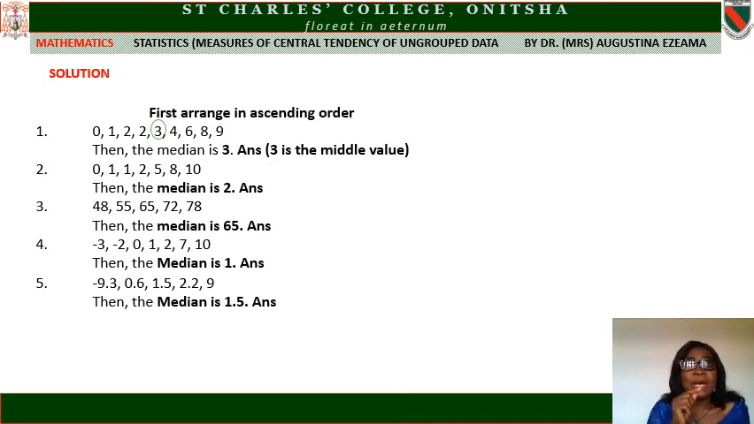Number 2: 0, 1, 1, 2, 5, 8, and 10. Then the median is 2. Number 3: 48, 55, 65, 72, and 78. The median there is 65.